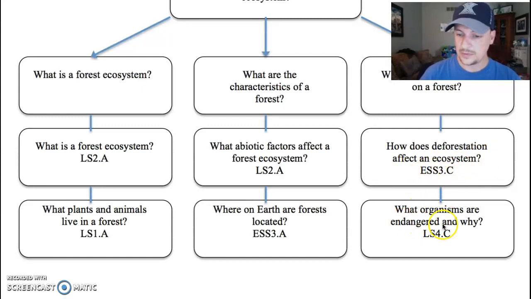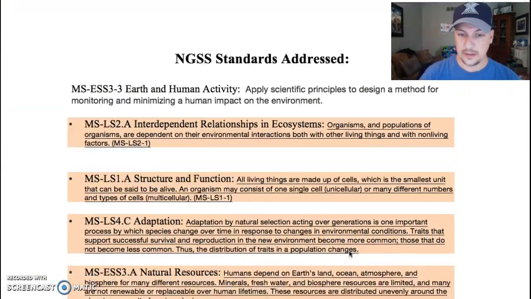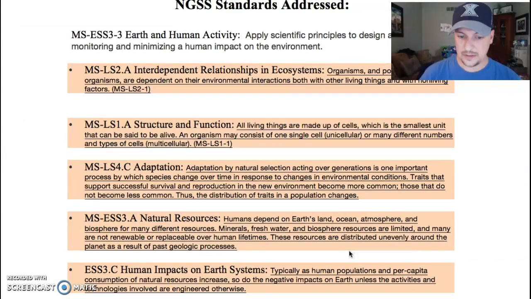And what organisms are endangered and why? That's Life Science 4.C. If you scroll down to the bottom here, I also wrote down all the standards that I just went over in the question section up there, the question map. And these are what are actually written for them in the Next Generation Science Standards on Kentucky's website.